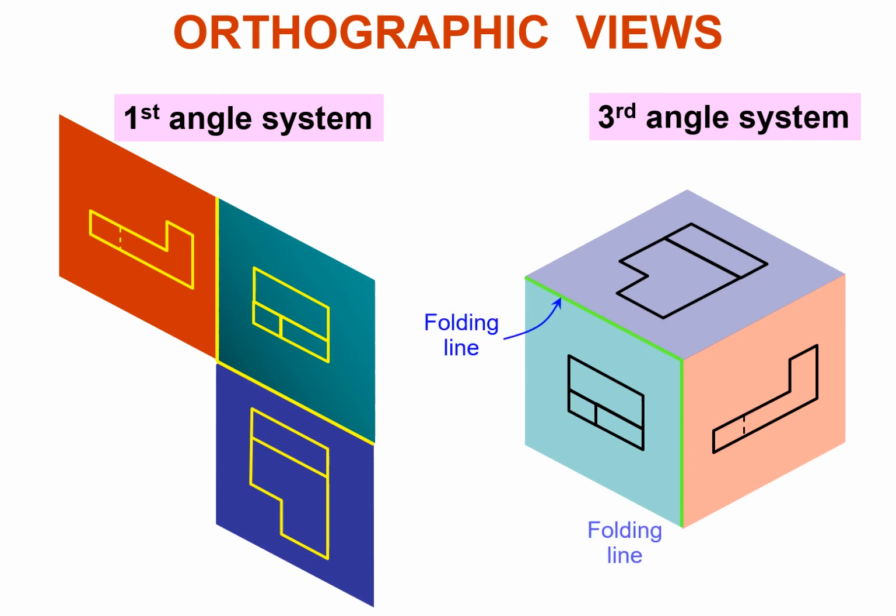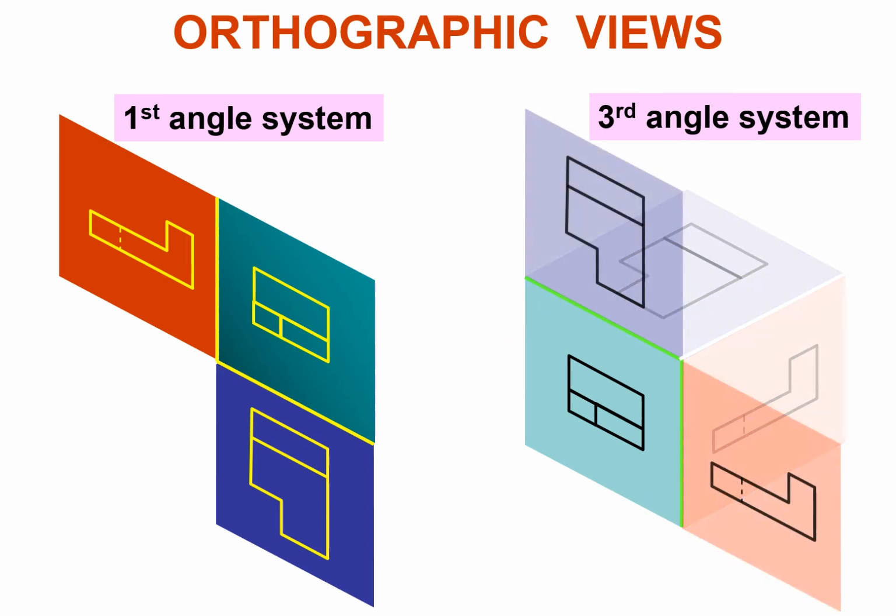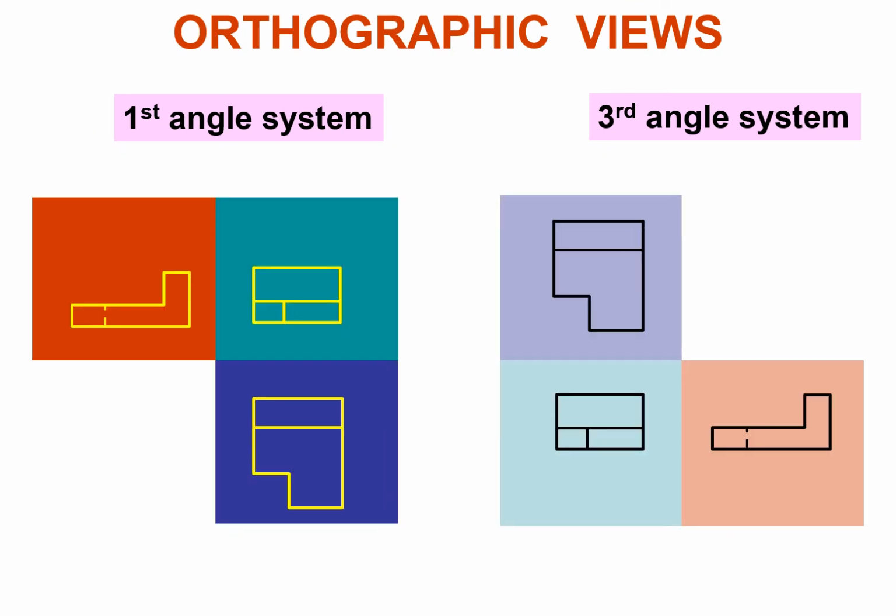Then in the third angle projection system, the planes will be unfolded along the folding lines, and this will be the front view, top view and side view. So this is how the first angle and third angle projection will actually look. This is the front view, this is the side view, and this is the top view. And here this is the front view, this is the top view, and this is the side view.